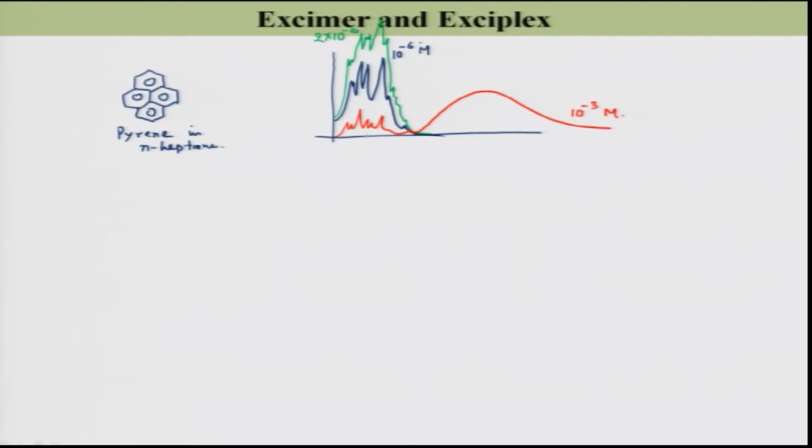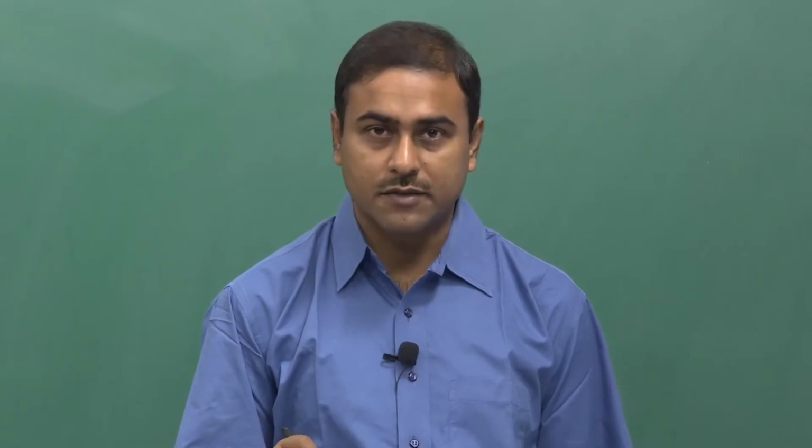That means what you can see here is the quenching of the band, and a new type of emission actually comes into the picture. This new type of emission that you can see over here is explained by excimer formation.